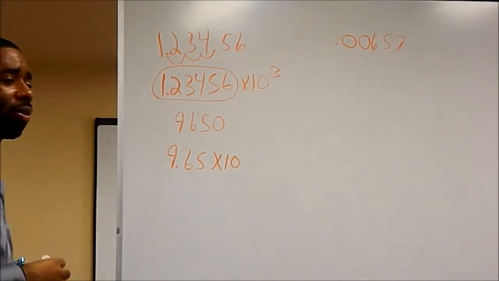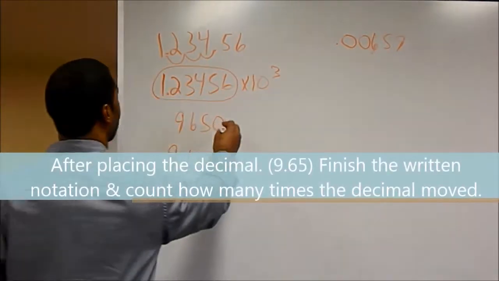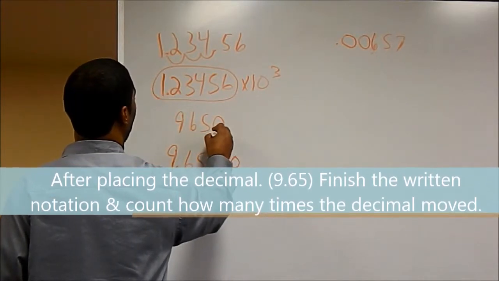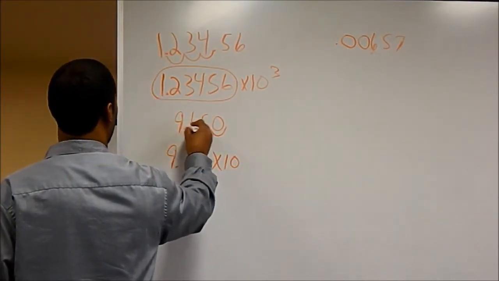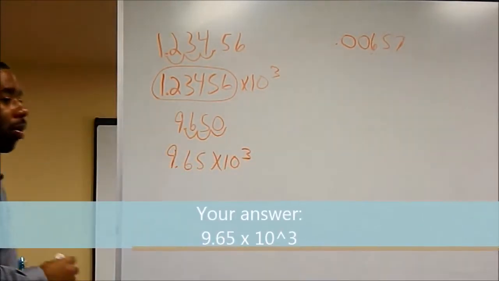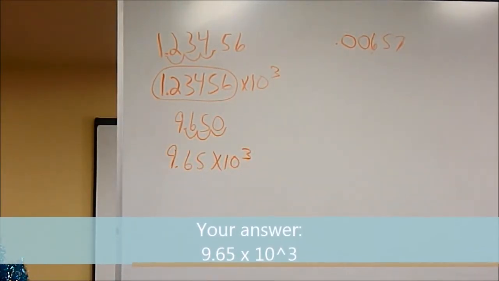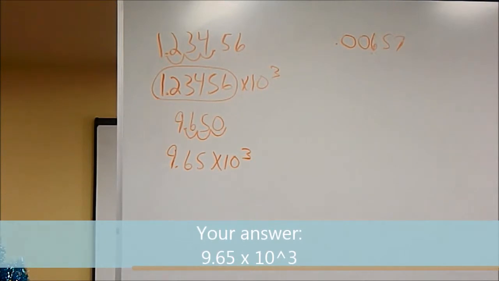Okay, let's see how many times I move that decimal. 1, 2, 3. So it'll be 10 to the third power. Okay? And then let's do the reverse of it.